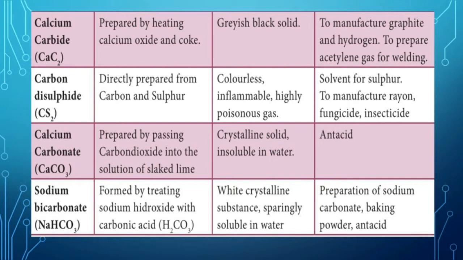Next is calcium carbonate, CaCO3, prepared by passing carbon dioxide into a solution of slaked lime. Its properties: crystalline solid, insoluble in water, and its use is as an antacid. Sodium bicarbonate, NaHCO3, is formed by treating sodium hydroxide with carbonic acid, H2CO3. Its properties: white crystalline substance, sparingly soluble in water, and its uses are in the preparation of sodium carbonate, baking powder, and as an antacid.